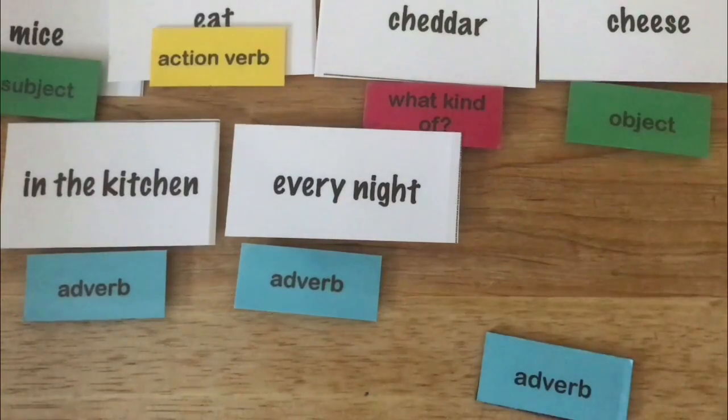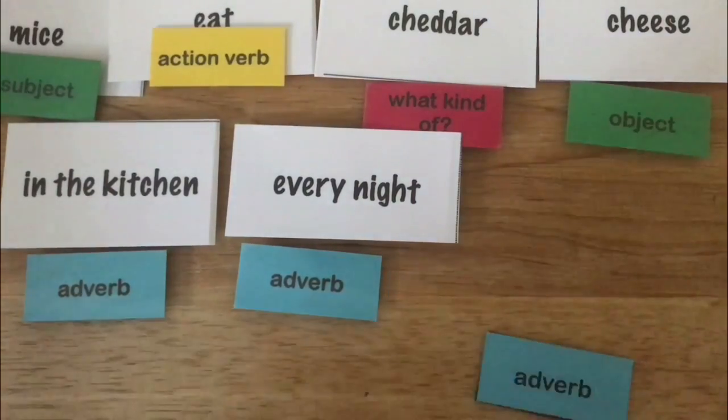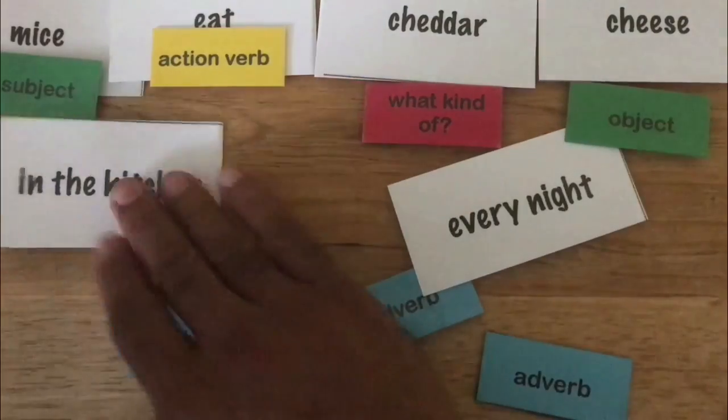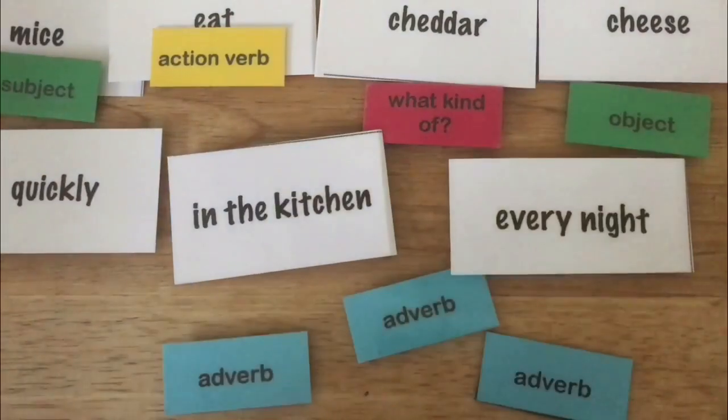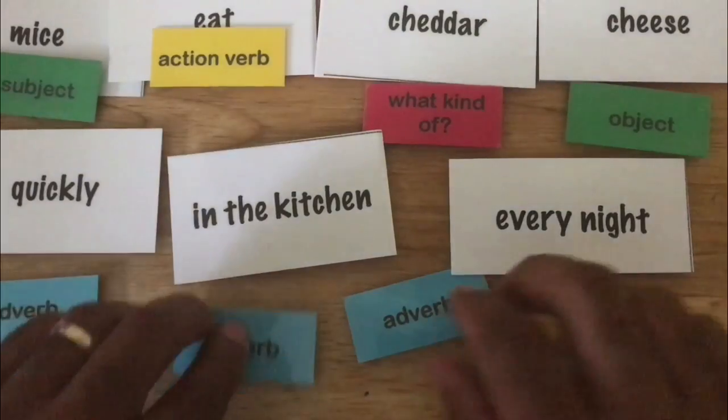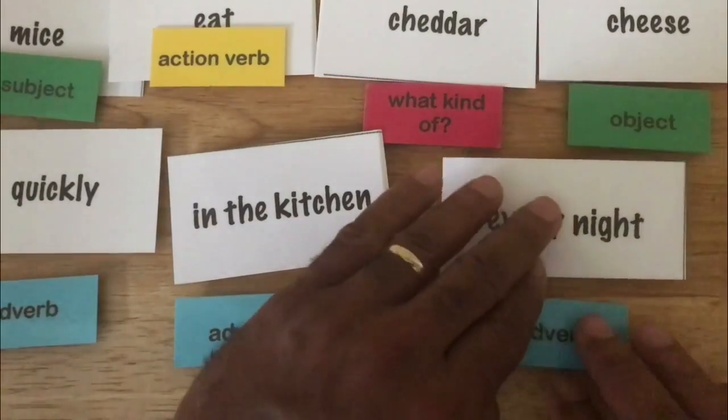Oh, wait a minute, I missed one. The mice eat cheddar cheese quickly. I put quickly over here, you can't see it. So let me move this down a bit. Oh no, I've got to move this again. Okay, eat cheddar cheese quickly in the kitchen every night. So that's my adverb. Quickly in the kitchen every night.